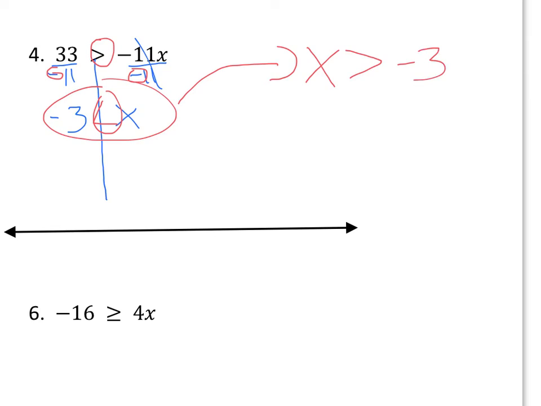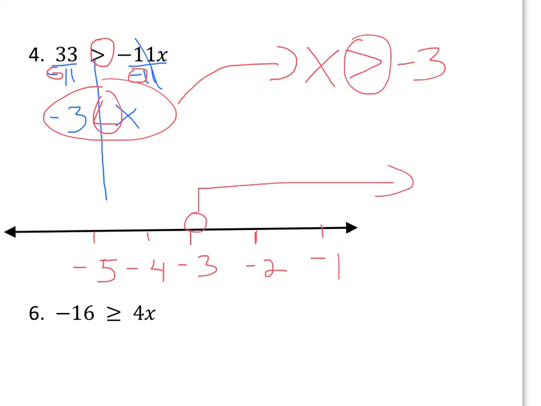So let's put negative 3 in the middle. Let's put a couple numbers to the left, which would be negative 4, negative 5. A couple numbers to the right of negative 3, which would be negative 2 and negative 1. And then if it's greater than, it's an open circle, and I shade to the right. Now, since this goes to the right, this goes to positive infinity. So in interval notation, I'm going to start with negative 3, and this goes to infinity. So again, this is an open circle, so that means I have parentheses.